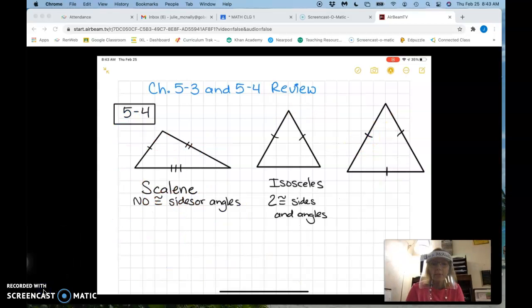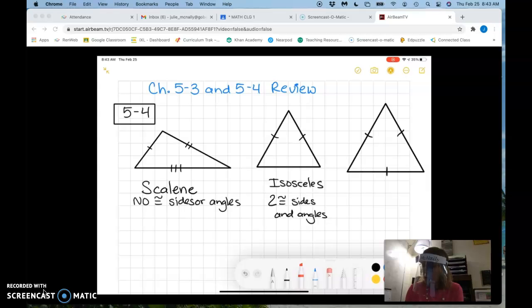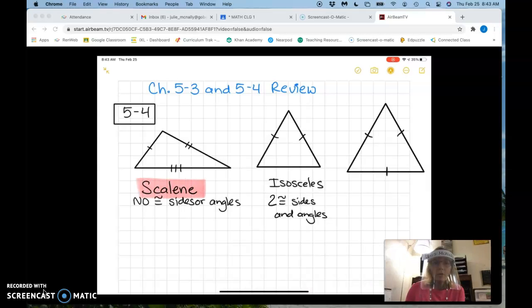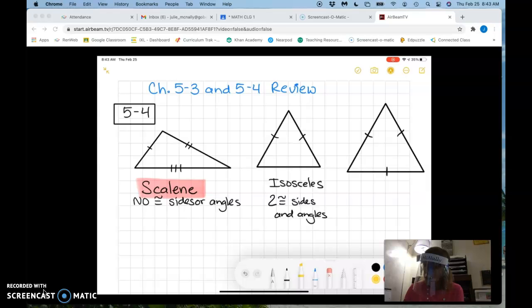Last section we're on types of triangles, and we said that the first triangle is a scalene triangle, which means it has no congruent sides or angles. All the sides and angles are different. The second one, we said, is an isosceles, and it has 2 congruent sides and angles. And it's going to be the angles that are across from those sides that are congruent.